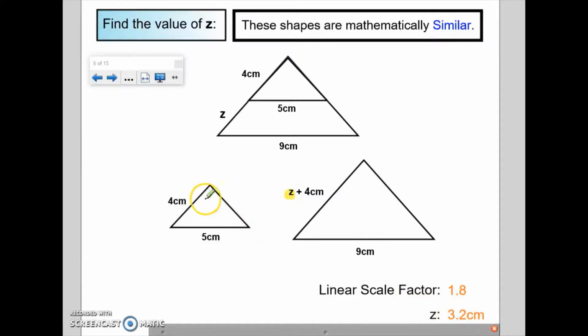So let's go back to that again. This length here is 4 centimeters. I'm going to multiply that by 1.8, which is going to tell me that this full length here is 7.2 centimeters. 7.2 for this whole length here. But remember, we already know that this bit is 4, and what we're actually trying to find is this bit here labeled z, which is why I subtracted 4 from 7.2 to get my value of z at 3.2.